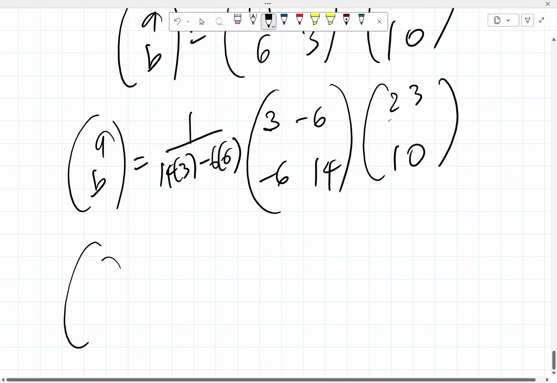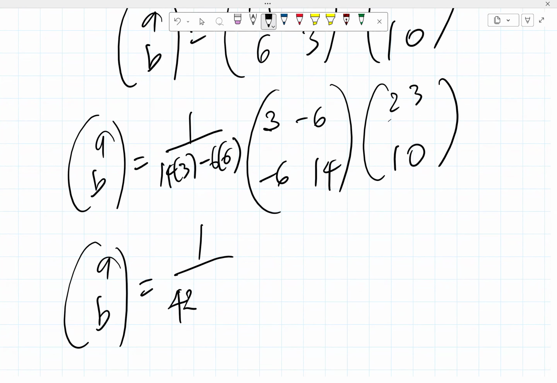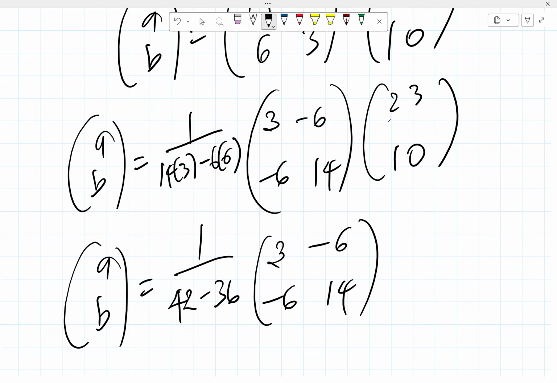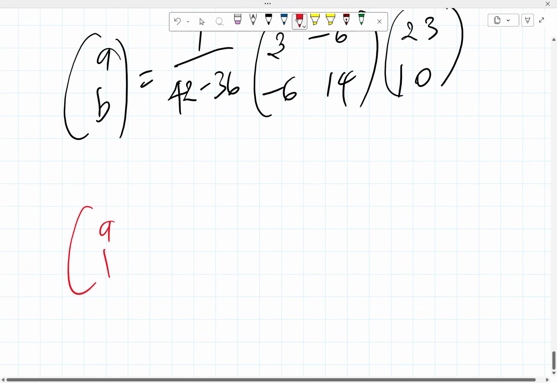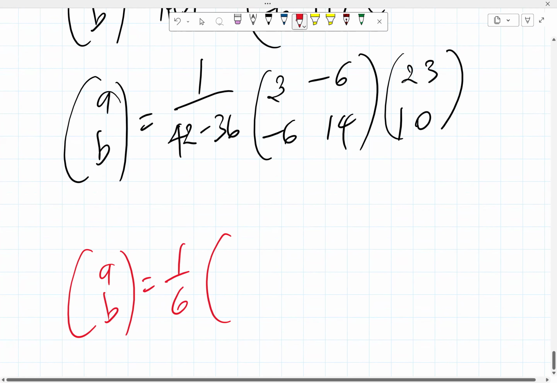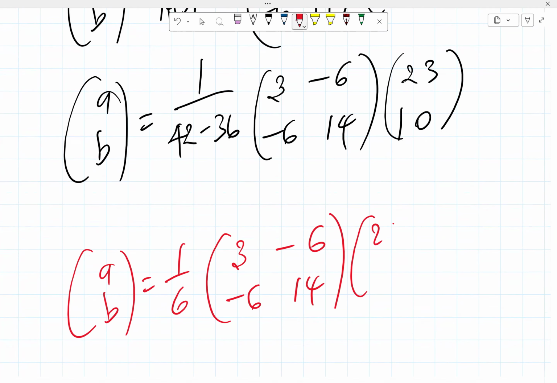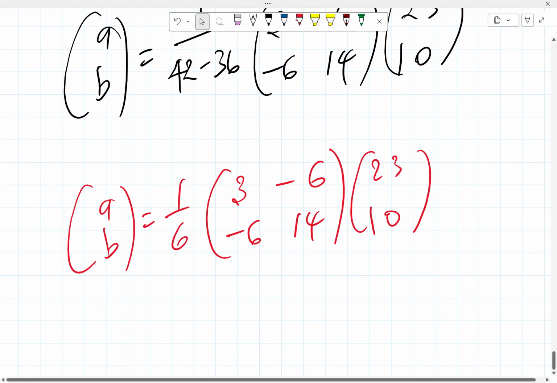So let's see. A, B now is equal to 1 over 14 times 3. 3 times 14, that's 42, I believe. 3 times 4 is 12, carry 1, that's 42, minus 36, into 3, minus 6, minus 6, 14. Then 23, 10, like this. So that means that A, B is 1 over 6, into 3, minus 6, minus 6, 14, into 23, 10. So we can take care of this now.